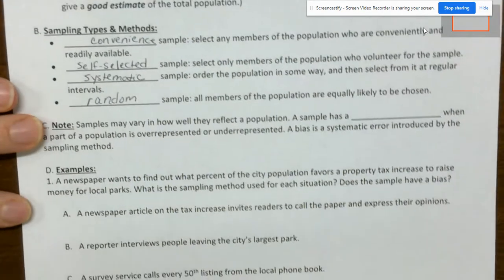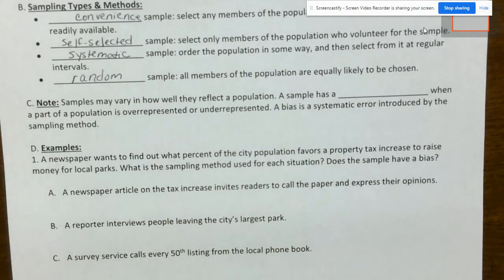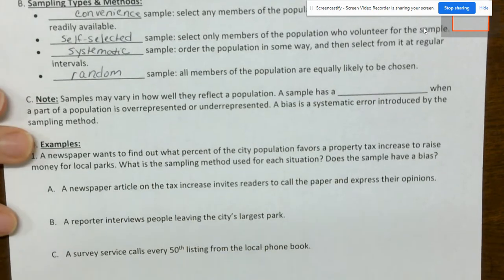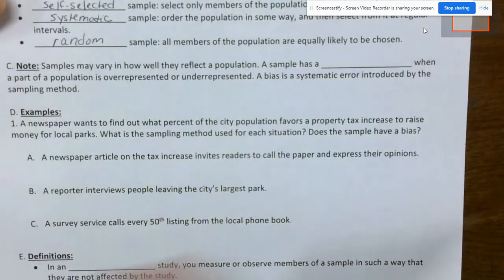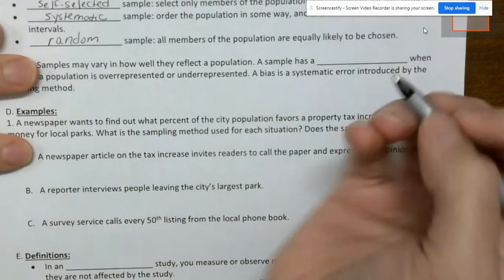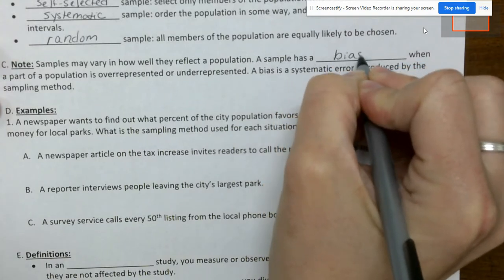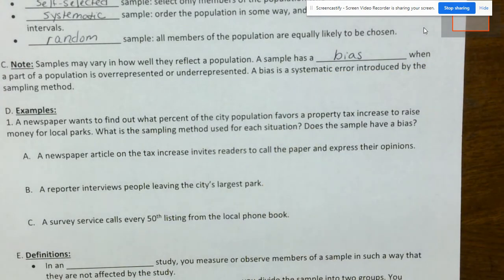All right, in this video, we're going to talk about some examples of the things we've looked at. But first, we're going to talk about something called bias. So samples can vary in how well they tell you about what the general consensus is of the population based on the bias that you have. A sample always has a bias when a part of the population is overrepresented or underrepresented. And a bias is a systematic error that's introduced by whatever sampling method you choose.